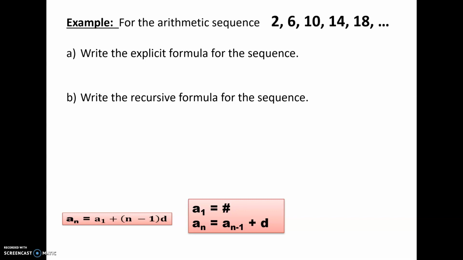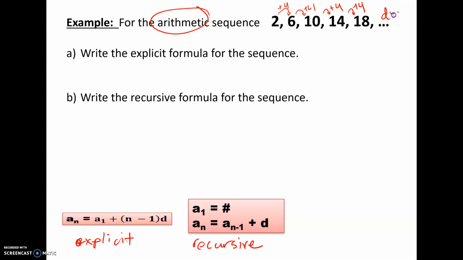Okay, we're just going to do a few examples with explicit and recursion. So for the explicit formula, that's this one that's right here. Recursive is right here. You know the recursive always has two parts. So if I want the recursive formula, I'm literally going to plug in, and you're told this is arithmetic, so you know that we're either adding or subtracting the same amount. So in this case, I'm adding 4 each time. So my common difference is 4.